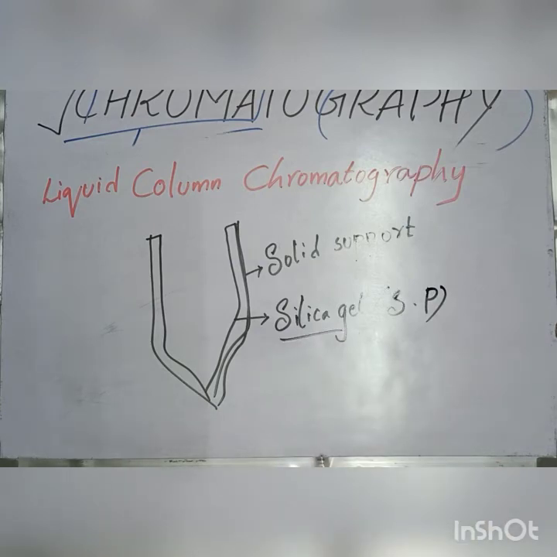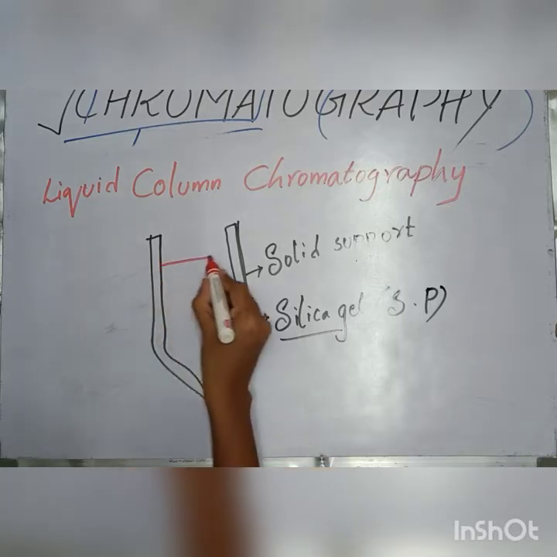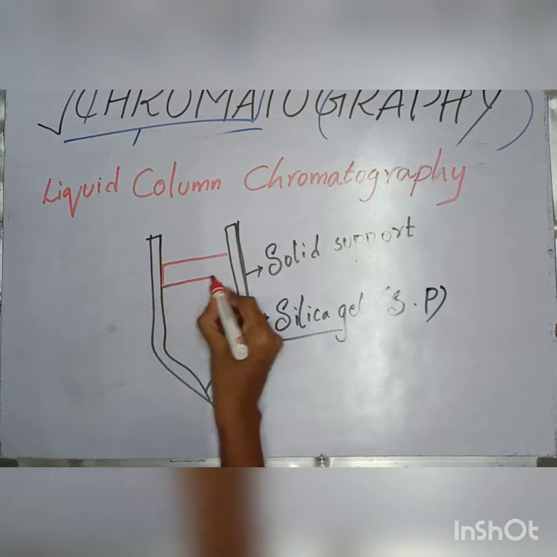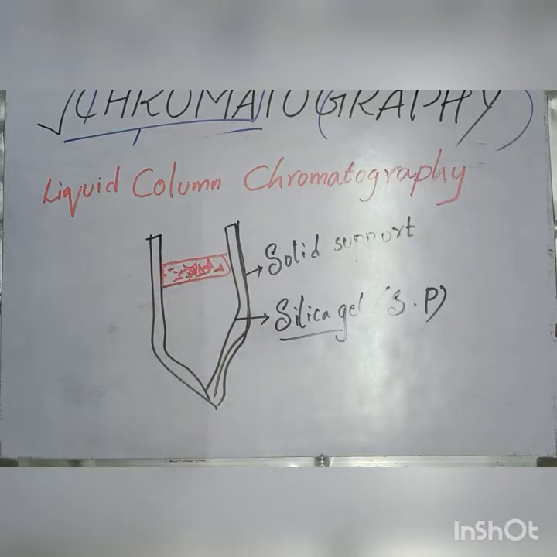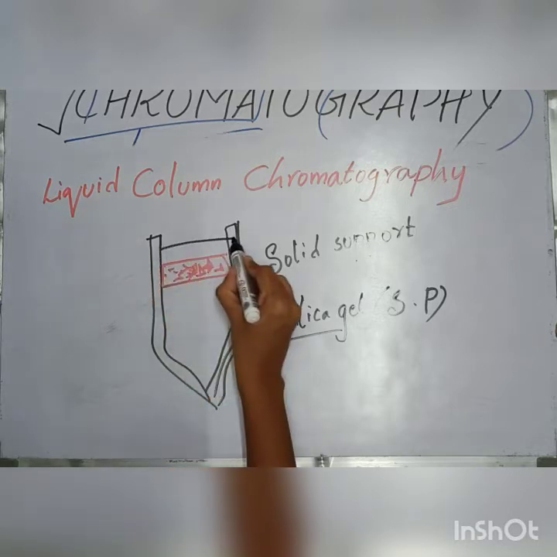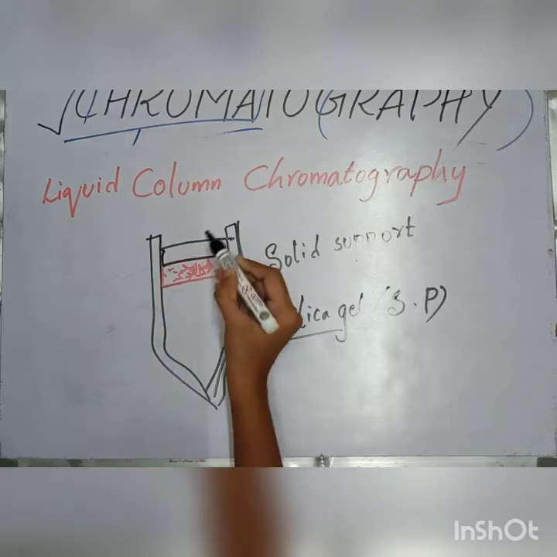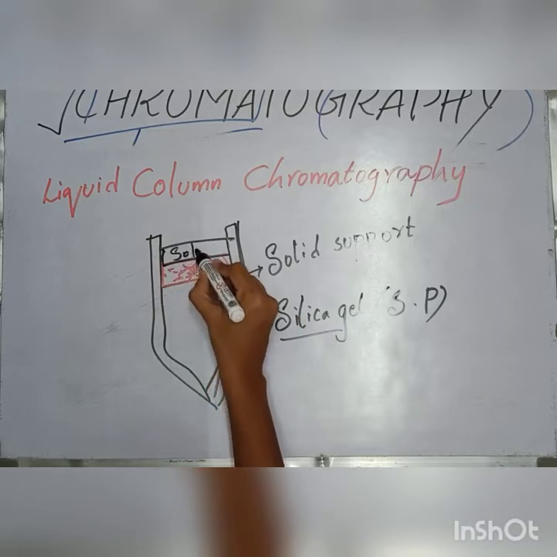Now what happens is the mixture to be separated is placed in the column. So this is the mixture which we want to separate. It contains different components, right? Now we want to separate them. Stationary phase is there, we need to have a mobile phase also, right? So this is the mobile phase, the solvent.